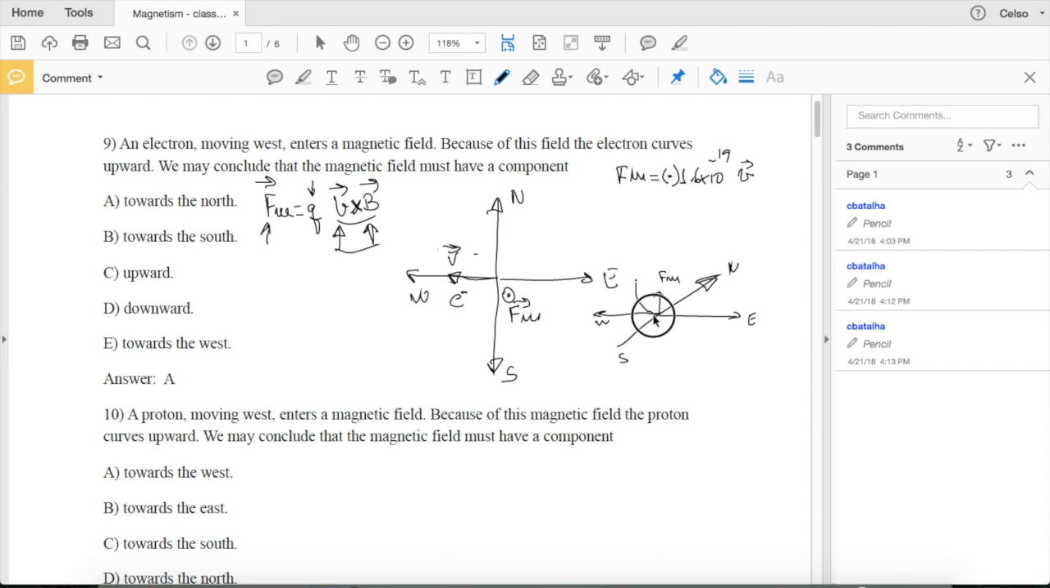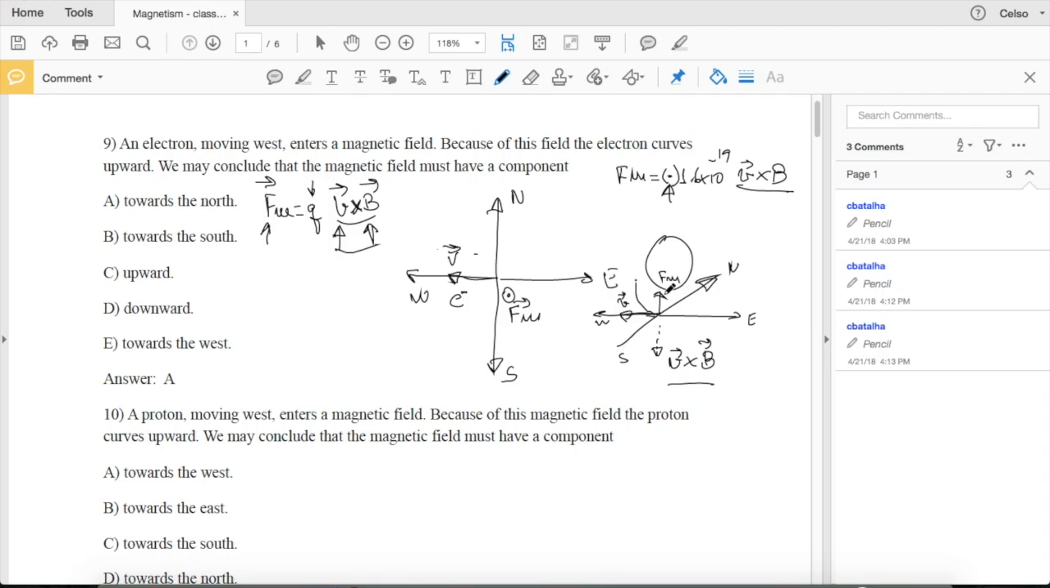So we know the direction of V. The direction of V is here, towards west. And we want to know which direction the magnetic field is. Basically, the field should be one that provides a cross product between V and B that is downward, because the negative charge will flip this direction, giving therefore the direction of the magnetic force.